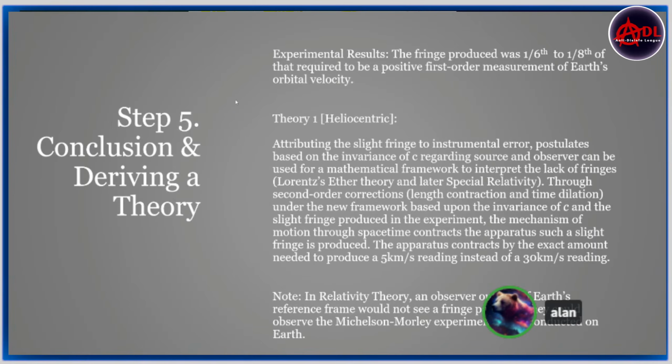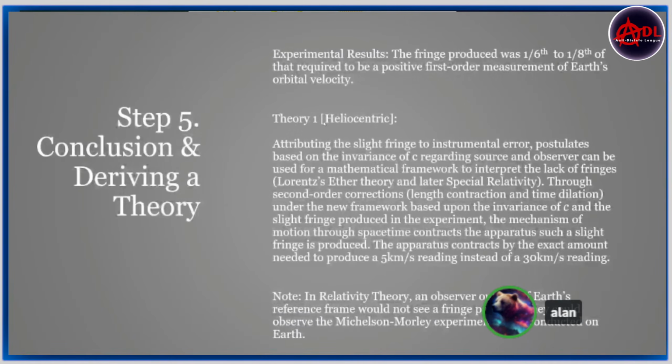So step 5 from the scientific method process that we were reading earlier: conclusion and deriving a theory based on the experimental evidence. The experimental results: the fringe shift produced was 1/6 to 1/8 of that required to provide a first order measurement of Earth's orbital velocity.